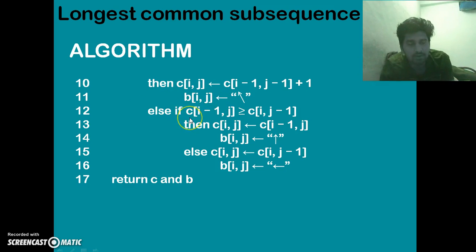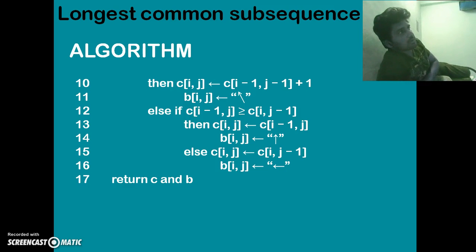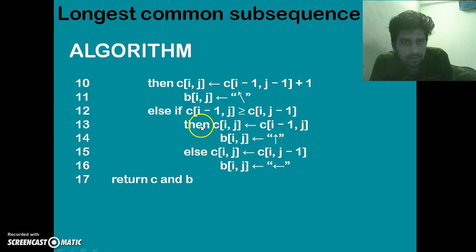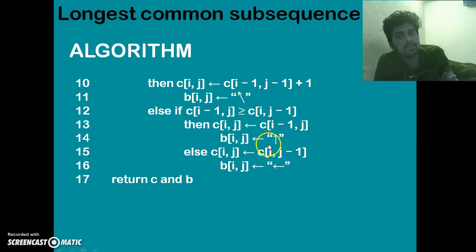Else if xi doesn't match with yj, then we are checking if c of i minus 1, j is greater than or equal to c of i, j minus 1. If this condition is satisfied, then we are putting the value of c of i minus 1, j into c of ij and assigning an arrow in the upward direction to b of ij.